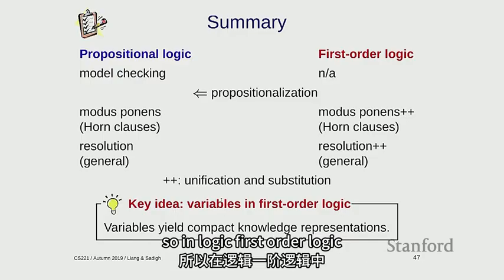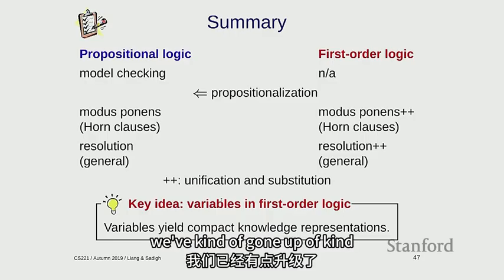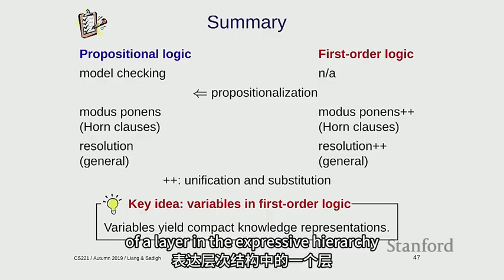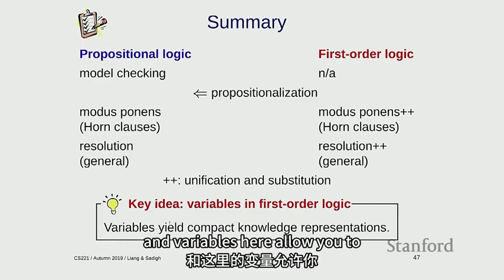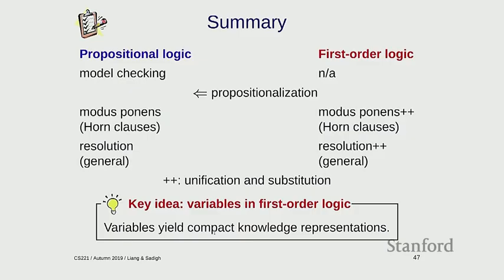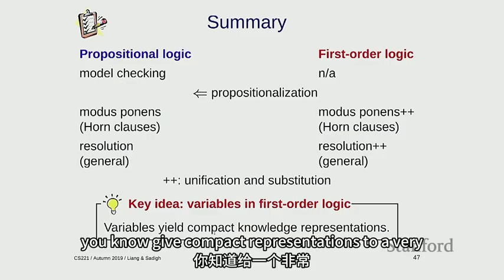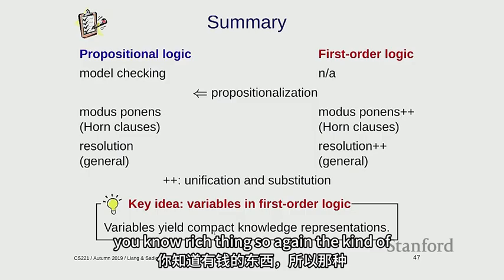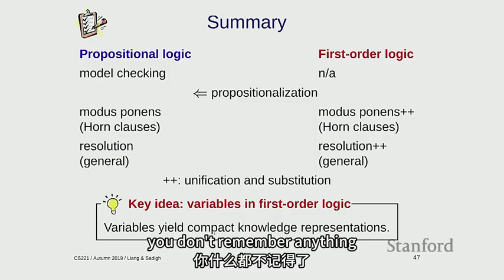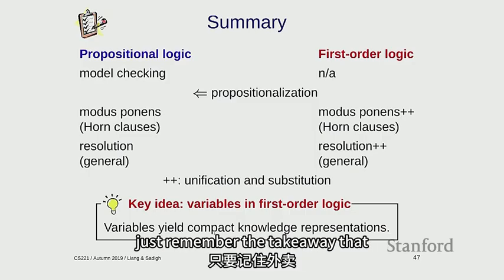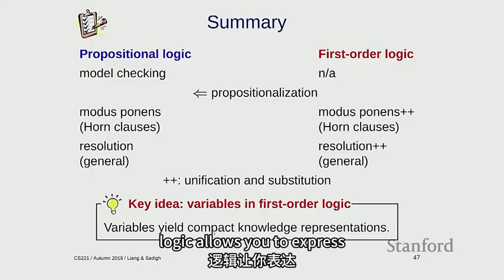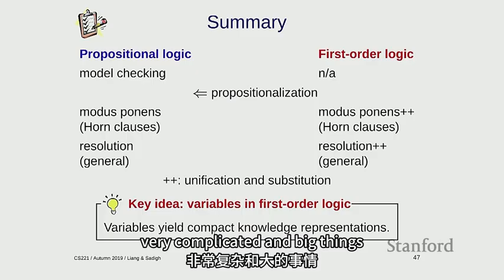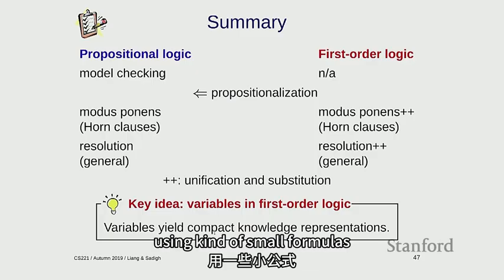So in first-order logic, we've gone up a layer in the expressive hierarchy, and variables here allow you to give compact representations to a very rich thing. So again, if you don't remember anything, just remember the takeaway that logic allows you to express very complicated and big things using small formulas.